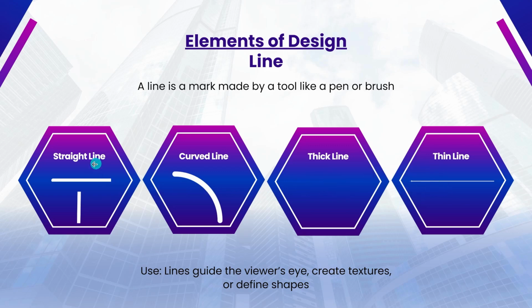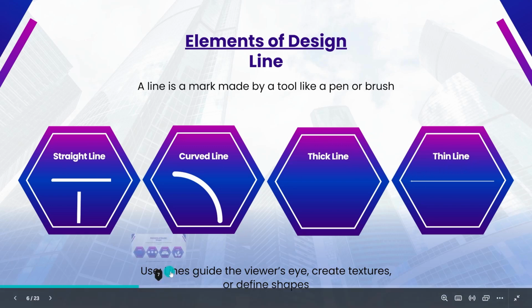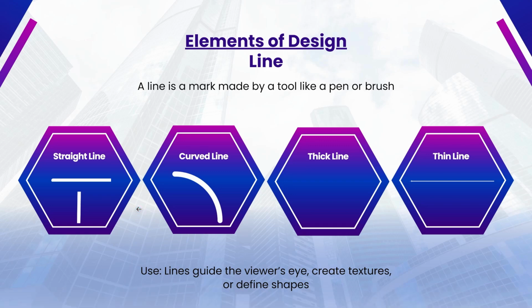You could say the examples of the types of lines that we have: straight line, curved line, thick line, thin line. So when you see design, you see different types of line. What is the use? Line guides the viewer's eye, creates texture or defines shape. So they make sure they guide you through the process.